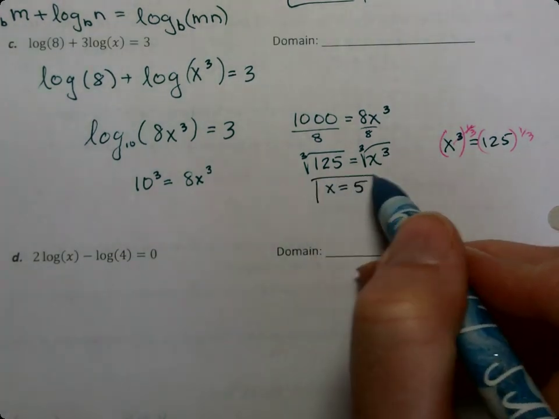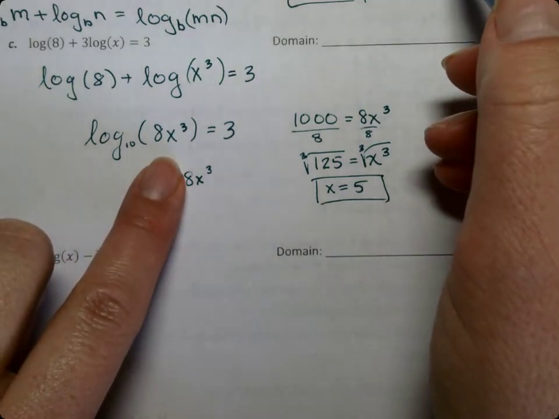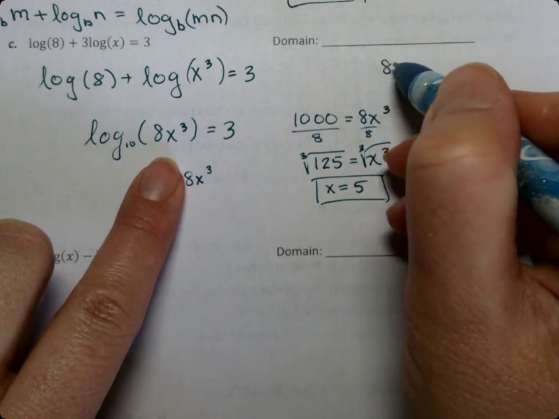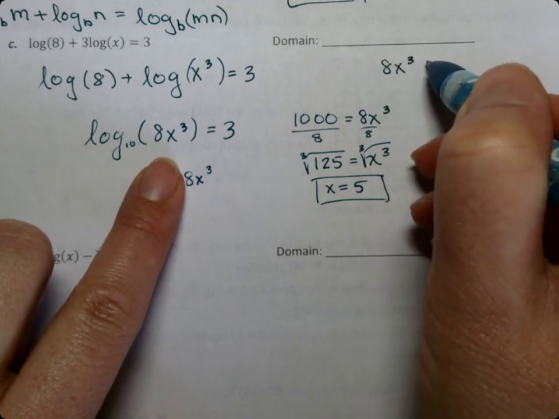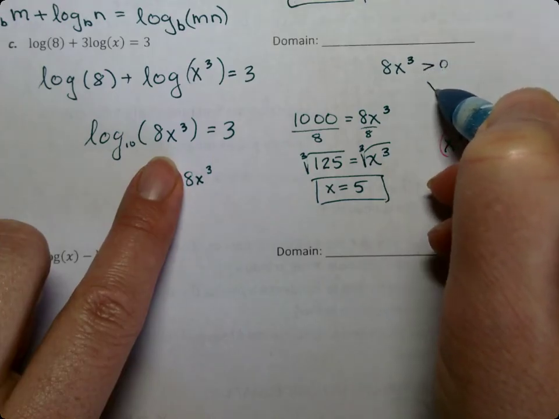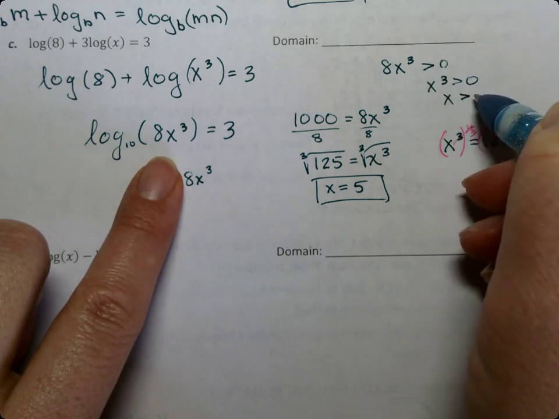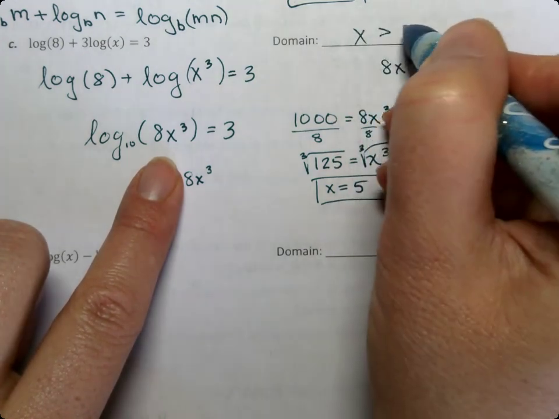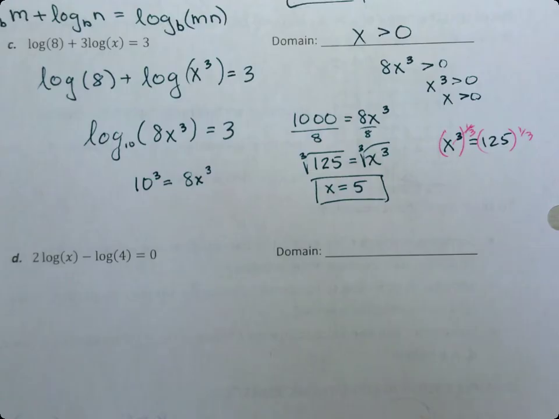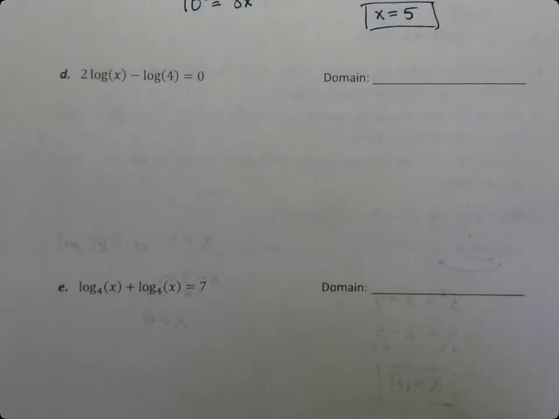What is my domain here? What am I taking the root of? I'm taking the log of 8x to the third. That has to be greater than 0. Divide by 8, greater than 0. Take the cube root. x has to be greater than 0. Not equal to, just greater than. Okay, so take a second and think about what to do with D.